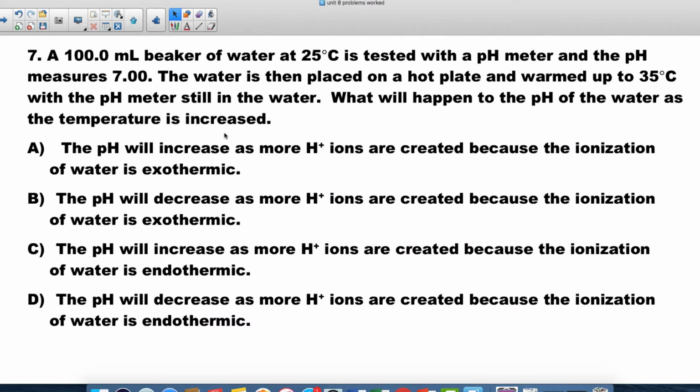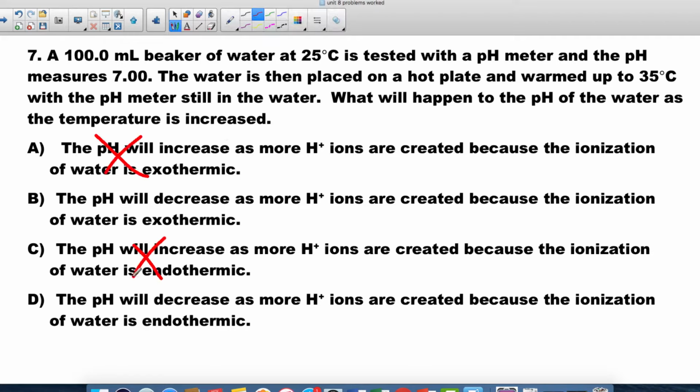Number 7 is an excellent example of how temperature affects pH. As the temperature increases and more heat is added to the system, then more ions will be formed, since breaking apart water is an endothermic process. Since more ions will be formed, that means pH will decrease. If you're creating more hydrogen ions, then the pH should go down, just like you were adding an acid.